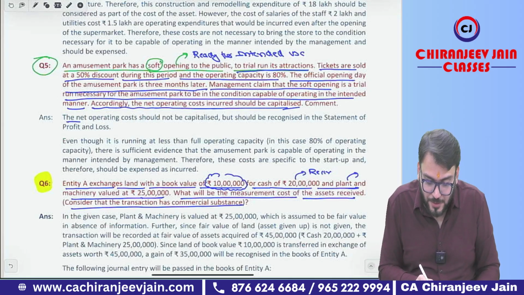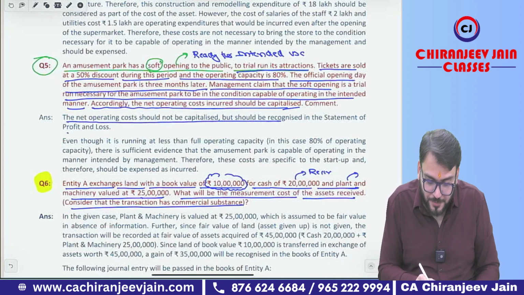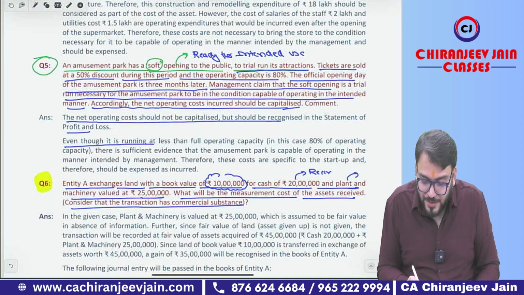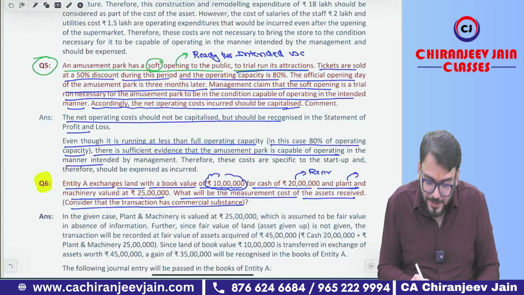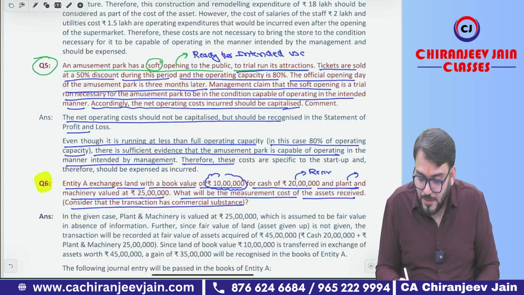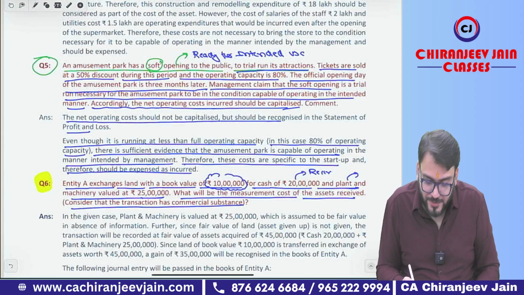What is the answer given? The net operating cost should not be capitalized but should be recognized in SOPL, even though it is running at less than full operating capacity, in this case 80% of operating capacity. There is sufficient evidence that the amusement park is capable of operating in the manner intended by the management. Therefore, these costs are specific to startup and therefore should be expensed as incurred.